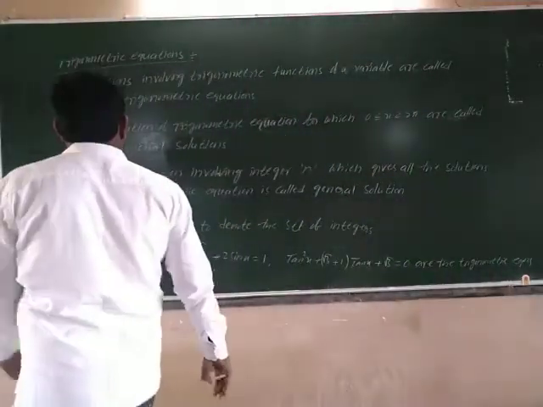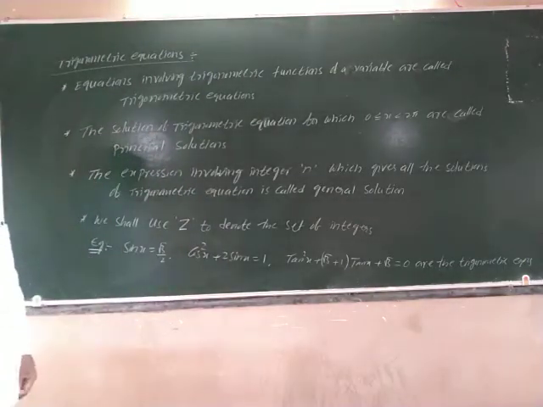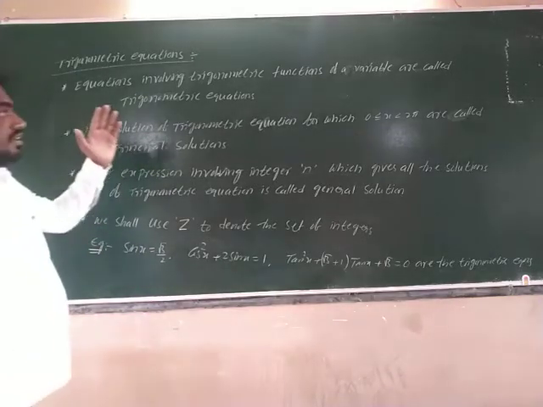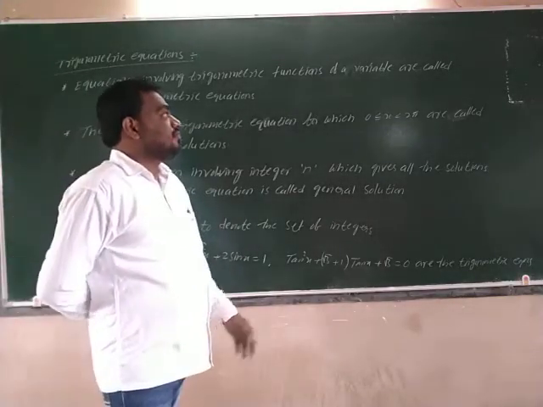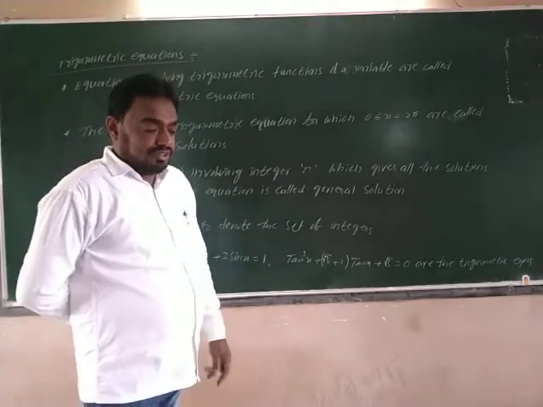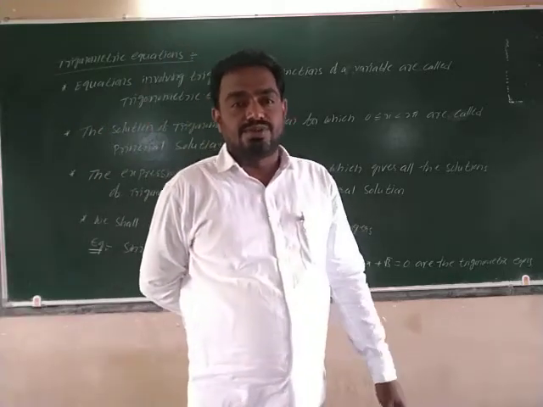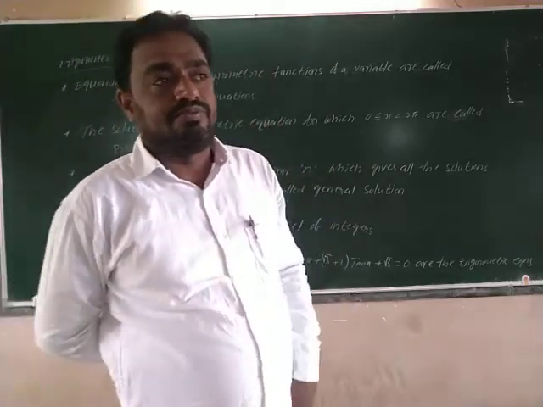In this video, we are discussing trigonometric equations. What is the definition of a trigonometric equation? Equations involving trigonometric functions of a variable are called trigonometric equations. Generally, we know the quadratic equation. What is that? ax squared plus bx plus c equal to 0.